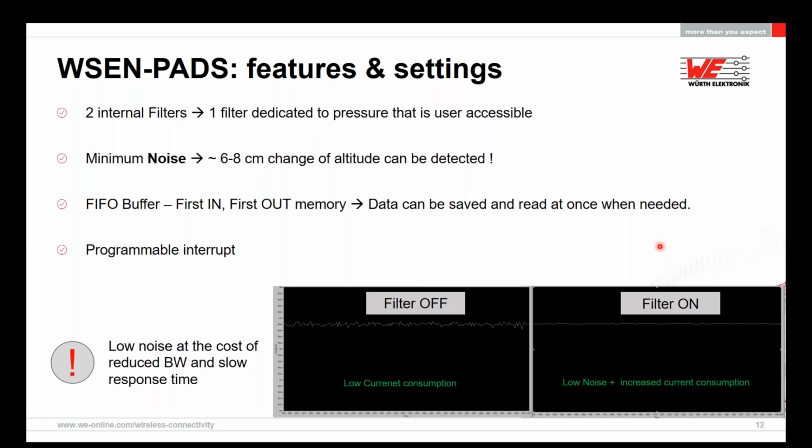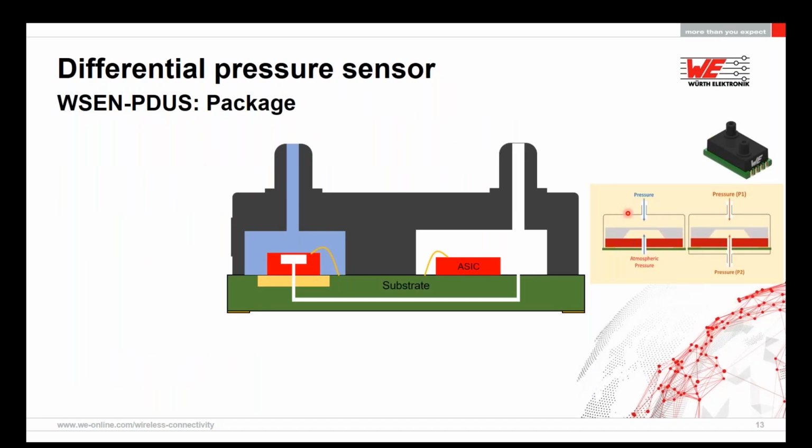That was all for the absolute pressure sensor. I will move now to another pressure sensor, which is the differential pressure sensor. As you can see, the differential pressure sensor package looks a bit different from what we saw previously. It has two pressure ports on the top, P1 and P2, to let in the two pressure inputs.